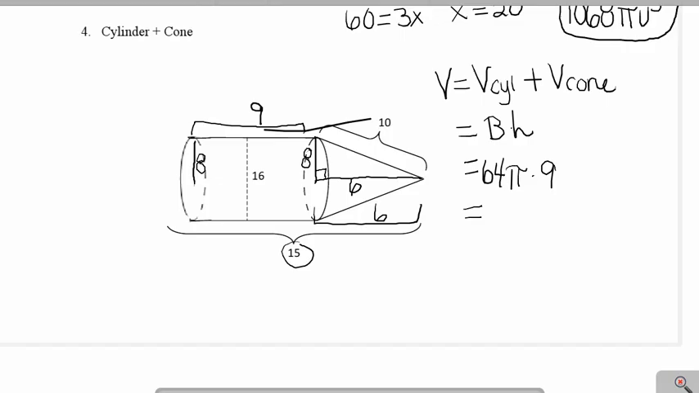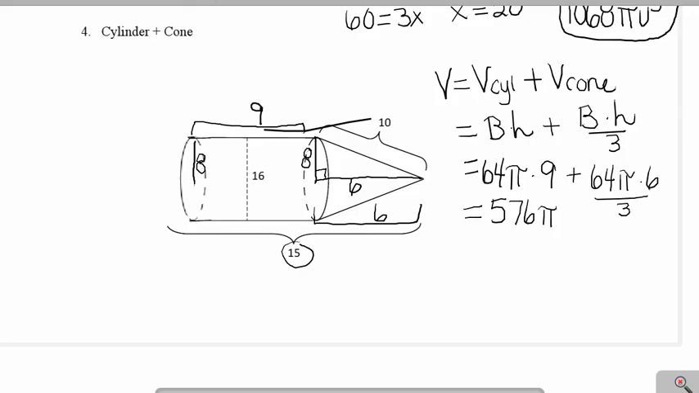To be equal to 576 pi. To find the volume of the cone, I'm going to use that formula, the area of the base times the height, and then divide that by 3. Now I already know the area of the base is 64 pi. The height of my cone I just found was 6, and then I'm going to divide that by 3. So when I simplify this, I get 128 pi as the volume of my cone.